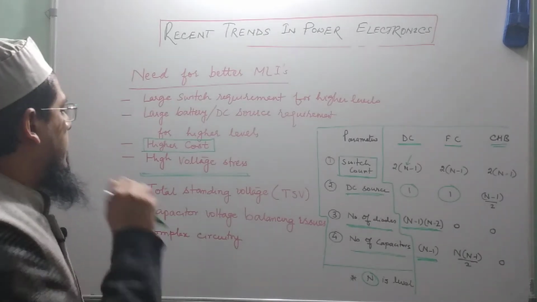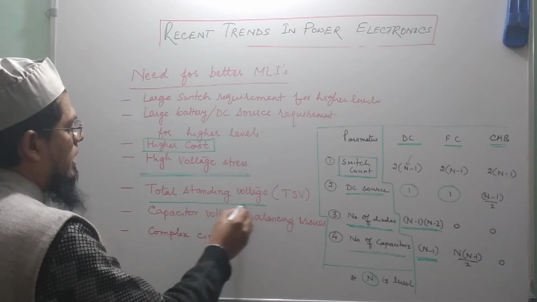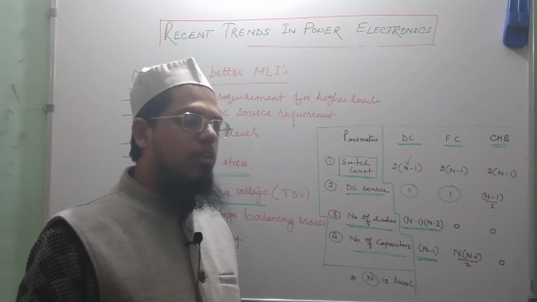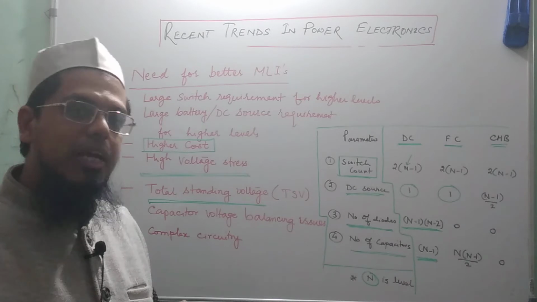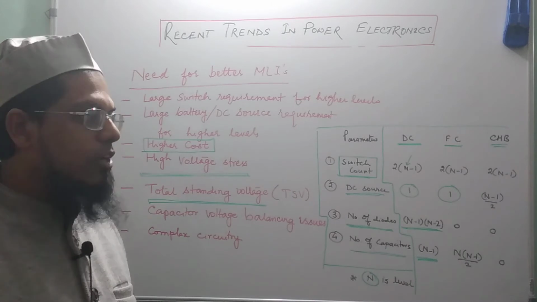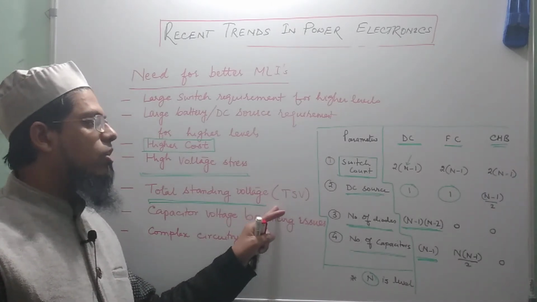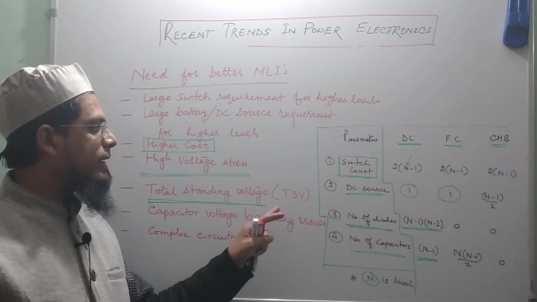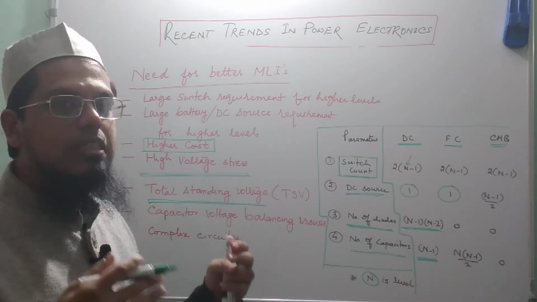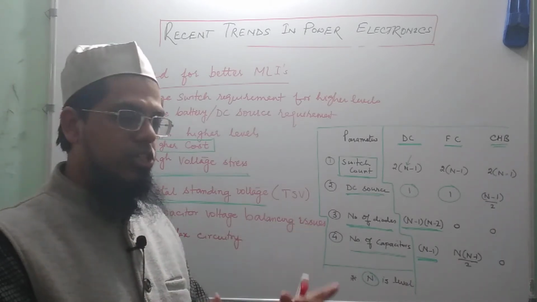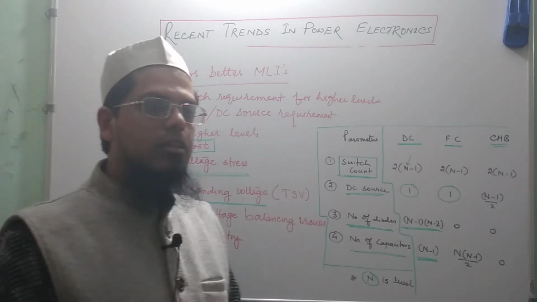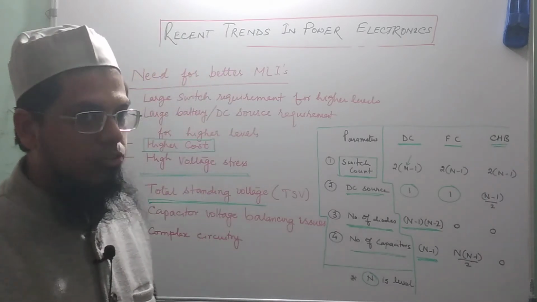Okay. Anyway, now the total standing voltage. The total standing voltage basically refers to the sum of all the maximum stresses that occur in all the switches in a converter or inverter. So this basically indicates the actual ratings of the various switches that are required for a particular topology. So the higher this value, the higher would be the rating of various switches, and consequently higher would be the cost of the converter.